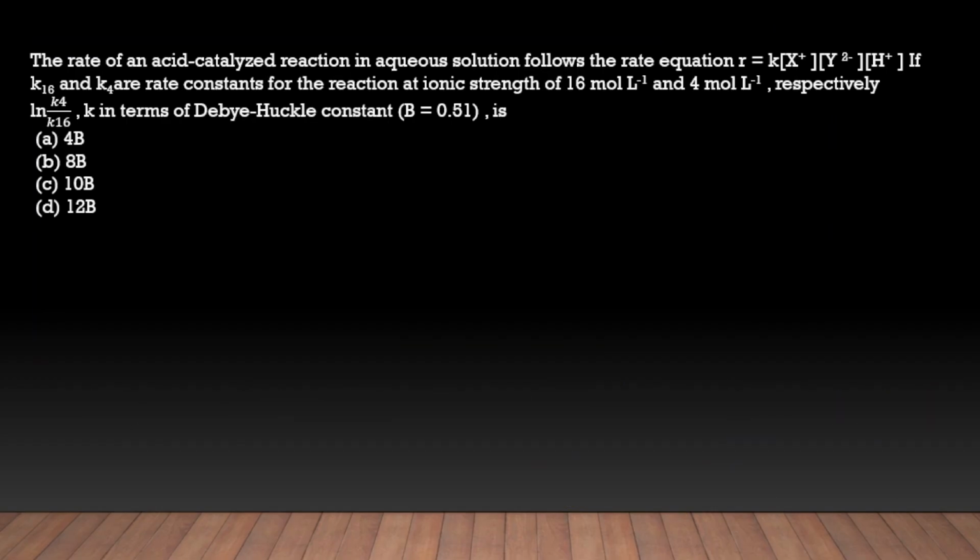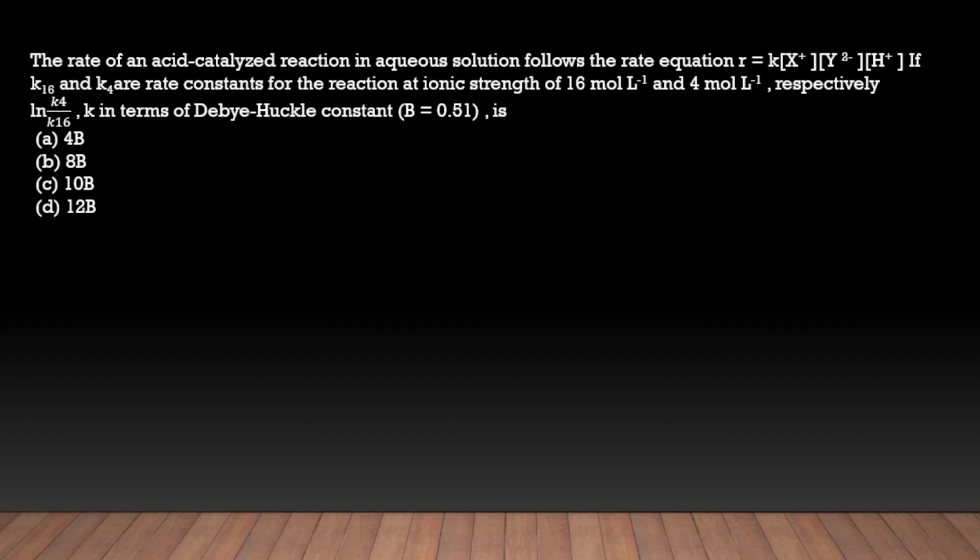Moving on to the next one, we have this question. It says the rate of an acid catalyzed reaction in aqueous solution follows the rate equation k[X+][Y2-][H+], which means three ionic species are involved in the reaction. Now if K16 and K4 are the rate constants for the reactions at ionic strength 16 and 4 moles per liter respectively, natural log of K16 by K4 in terms of the Debye-Huckel constant B is what we have to find out.